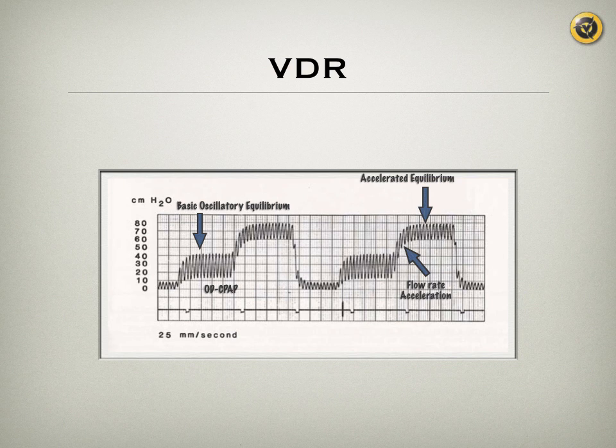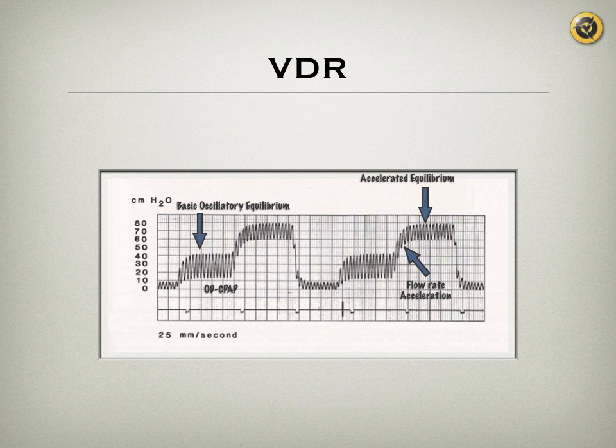Now, by increasing the flows, the oscillation produces increased pressures. This increased pressure could be on an open or a closed circuit, meaning that the endotracheal tube of patients who are on VDR doesn't have to be inflated, because it's basically flow oscillation. It's not requiring increased pressures. But if you graphically write the circuit pressures, you can see the increased pressure.